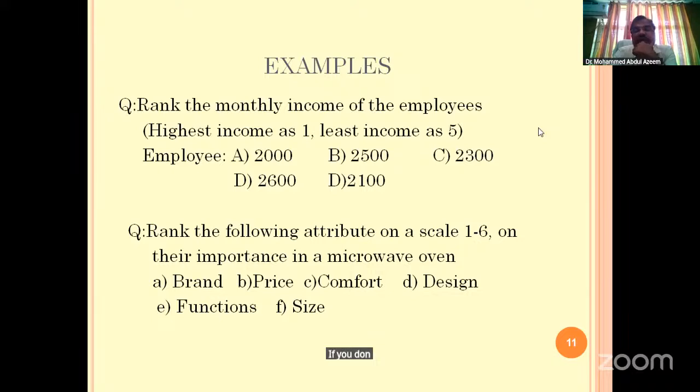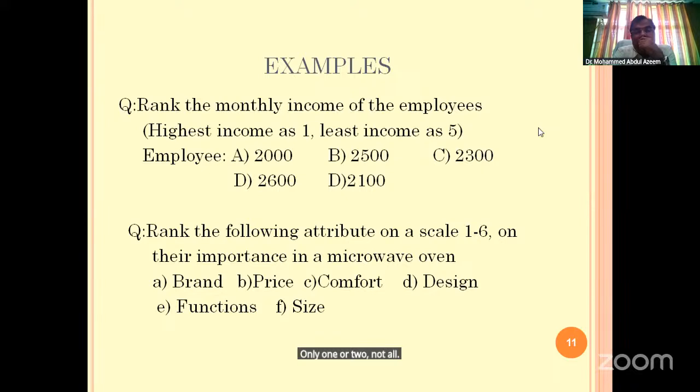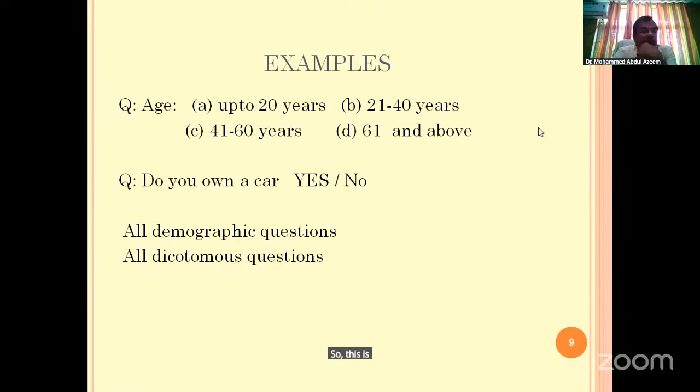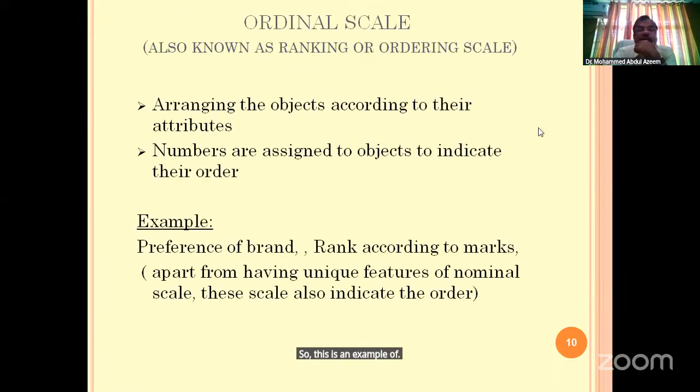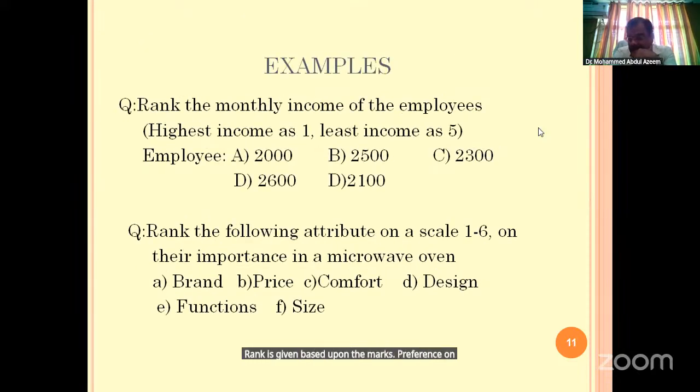If you don't write "rank the following attributes" and simply ask which attributes you consider while purchase, then it is an ambiguous question. There will be a mistake in asking those questions. There is a possibility that the respondent may give an answer to only 1 or 2, not all. So it is again part of nominal scale. This is an example of ordinal scale, where order is given based upon some criteria. Rank is given based upon the marks, preference on brands, income, these things.